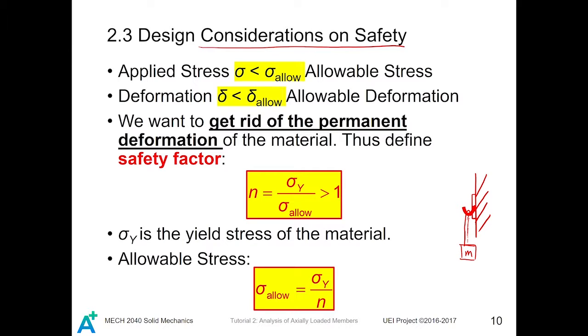Then the engineer or the manufacturer of this hook will say, okay, the maximum load of my hook is 5 kg or 7 kg, something like that. So similarly, in our solid mechanics course, we consider the following safety considerations.